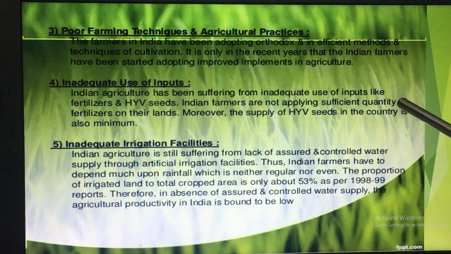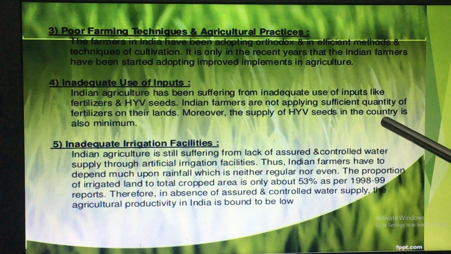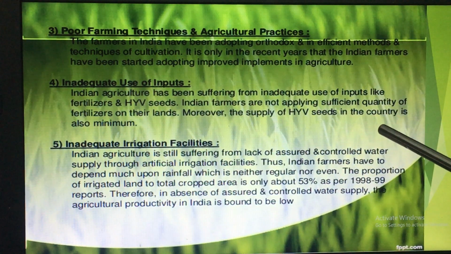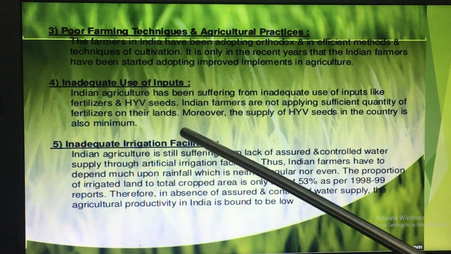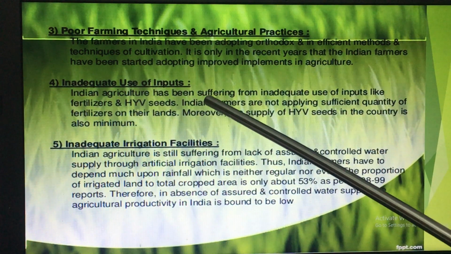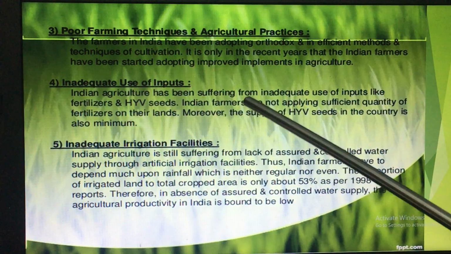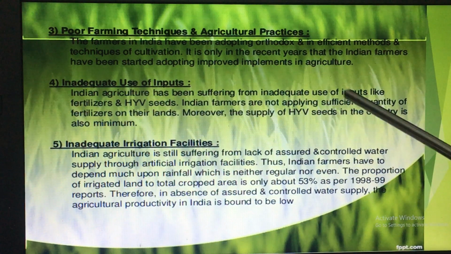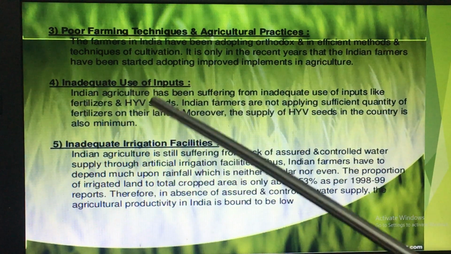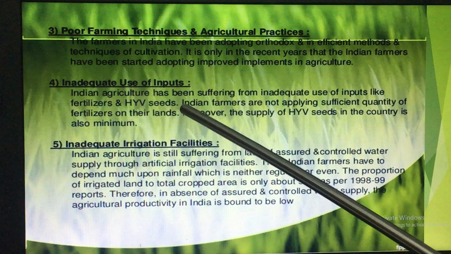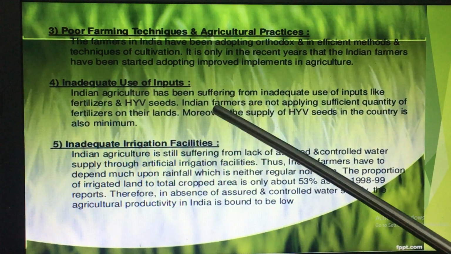They were using wooden ploughs and other implements. That's why the productivity of the agriculture sector was very low at that time. Such adoption of traditional methods is responsible for low agricultural productivity in the country. Next is inadequate use of inputs. Indian agriculture has been suffering from inadequate use of inputs like fertilizer and HYV seeds, high yielding variety seeds.